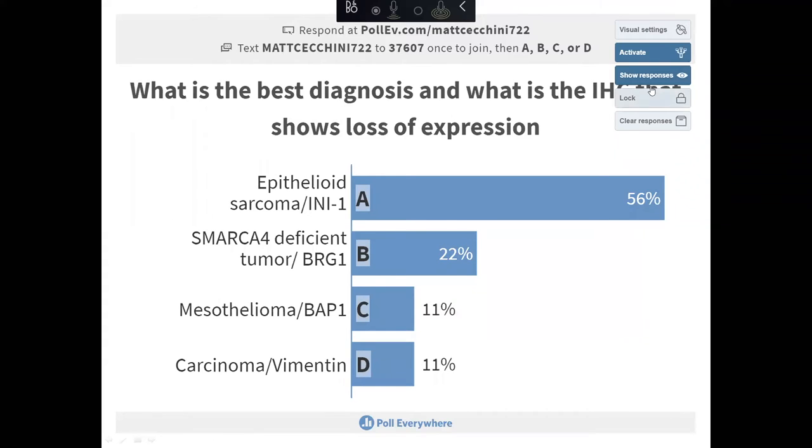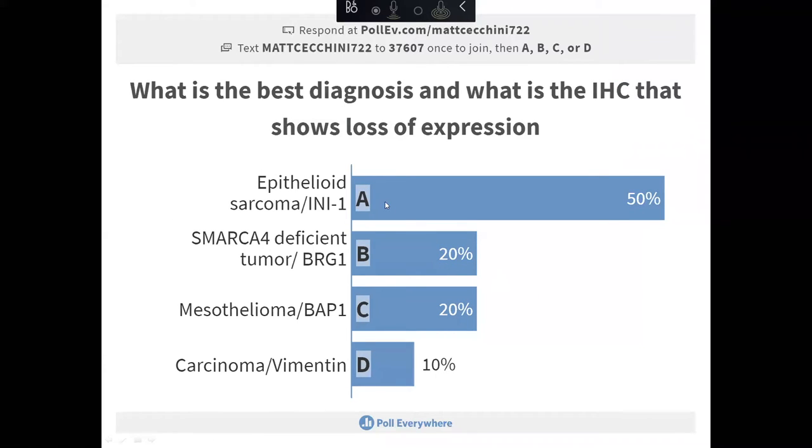There, perfect. Okay, so I tricked you guys in this one. So that's good. Epithelioid sarcomas do have loss of INI1. This is actually a case of a SMARCA4 deficient tumor, and that stain I showed you was a BRG1. So these tumors typically have this somewhat discohesive appearance, where the cells look like they're falling apart a bit. They have a bit of a rhabdoid appearance to them as well, and they'll lose expression of BRG1.